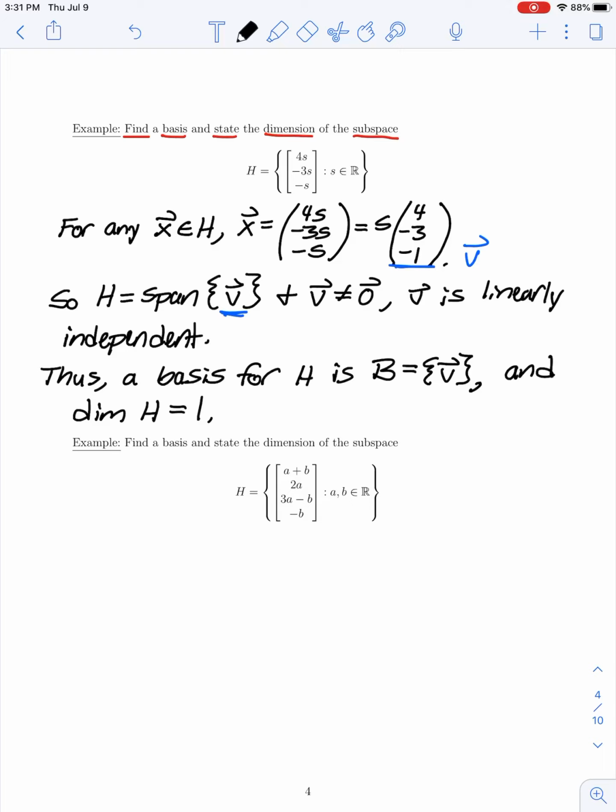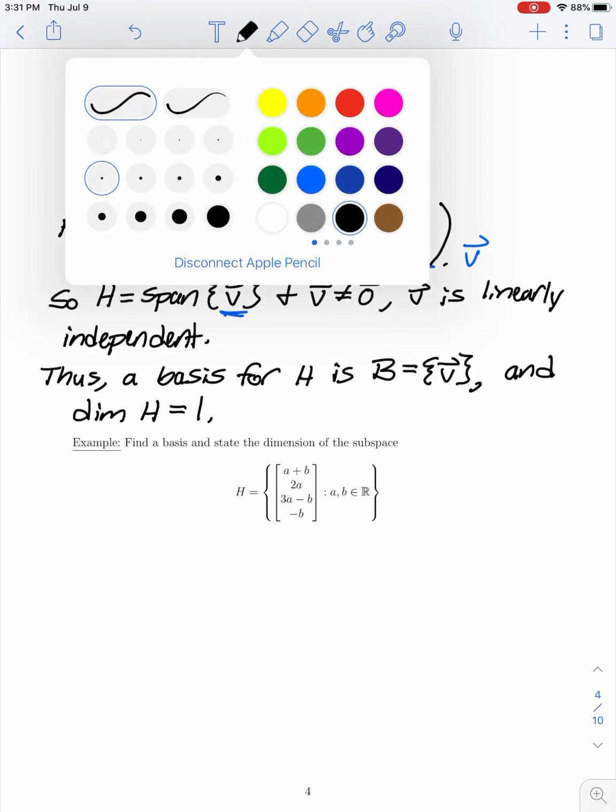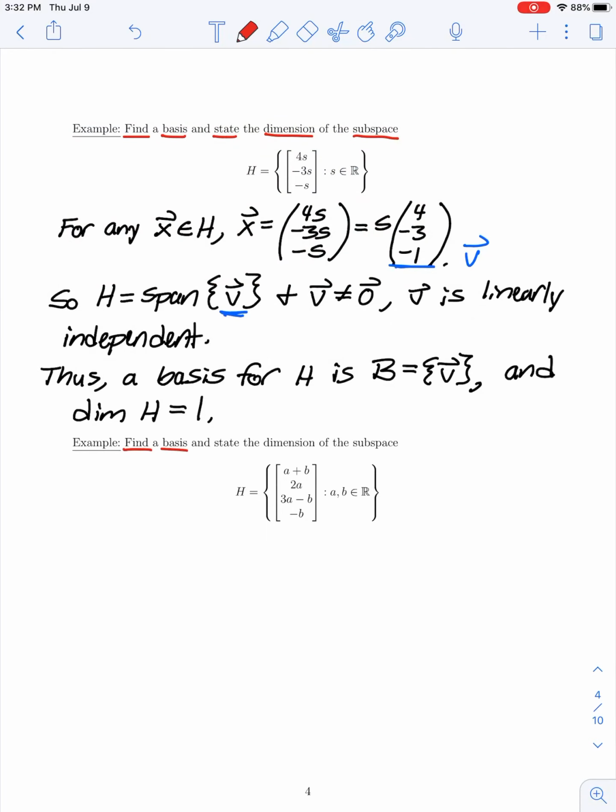All right. So we can think of this subspace H in R3 as being a line pointing in the direction of this vector V passing through the origin. So a one-dimensional subspace we would have for a line in 3 dimensions in space. So let's look at another example. In this next one, we have the same sort of problem where we are asked to find a basis and state the dimension of the subspace H, whose vectors have this indicated form.